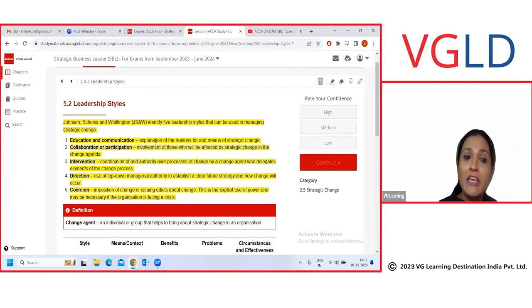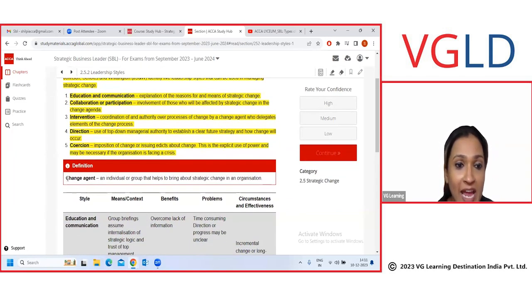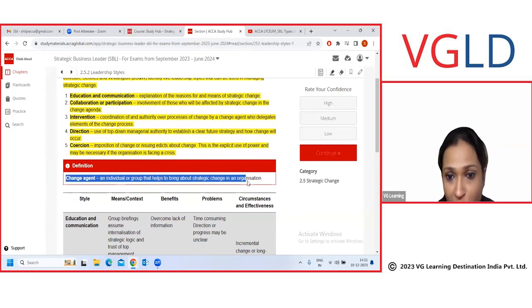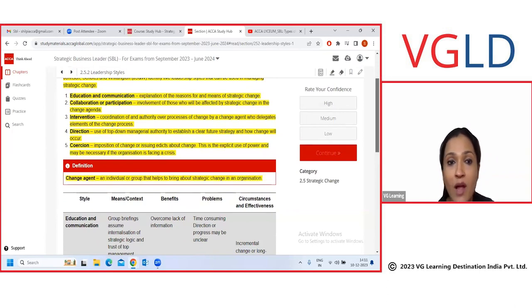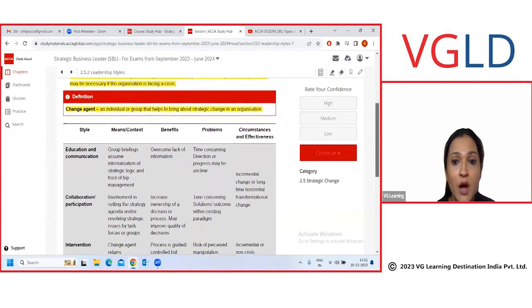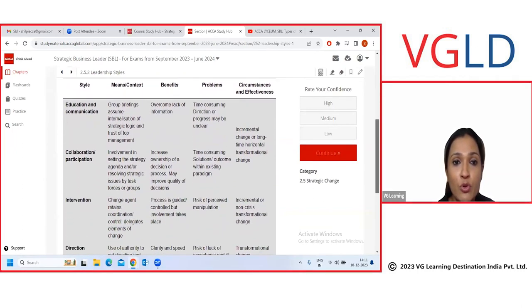That is just purely use of power. Now, obviously, we all know, as you know, these different styles will have their own sets of advantages as well as disadvantages. So we're going to propel a change agent who is going to bring across this huge strategic change that you are thinking about. Now, quickly, I want you to go through this table first, please.